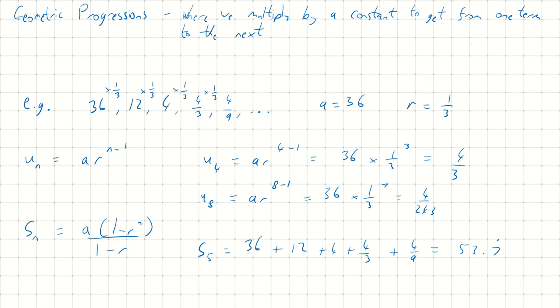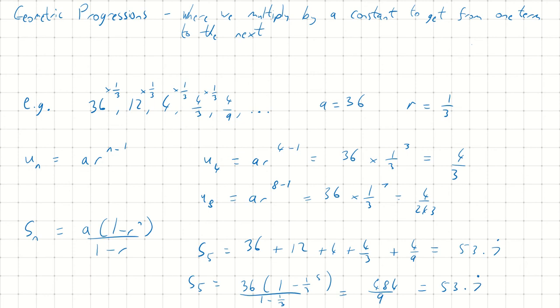Again, you could use the formula, which is a lot quicker. For example, if we had to work out S_100, we wouldn't want to have to manually add the first 100 terms. But just in this example, let's check the formula for S_5. S_5 equals, we'll use the formula, 36 times 1 minus 1/3 to the power of 5, all over 1 minus 1/3. And if you work this out, it does indeed come to the same answer of 484 over 9, which is the same as 53.7 recurring.